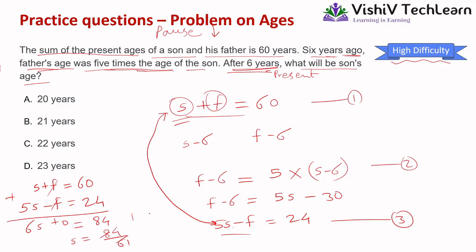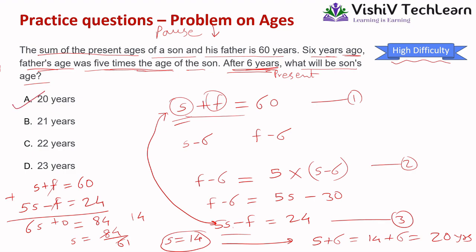6 times 1 is 6, 2 is the carry, 6 times 4 is 24. So the present age of the son is 14. This is the present age, but we have to find it out after 6 years. So it would be the son's age after 6 years. s plus 6 would be 14 plus 6, which is 20. 20 years should be the final answer.